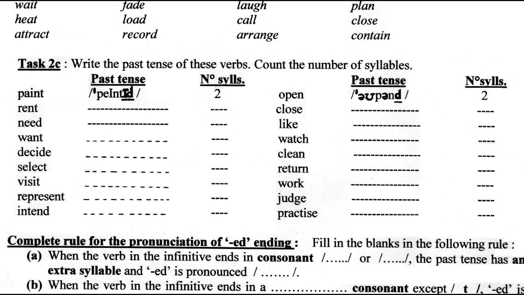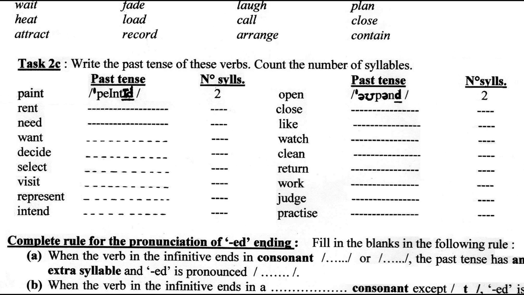So, we start with the first verb. It is already done. It is paint, the infinitive. The past is painted, painted. So, we have 2 syllables. Next verb, rent. In the past, it becomes rented. R, E, N, T, short E, D. So how many syllables? We have 2 syllables.